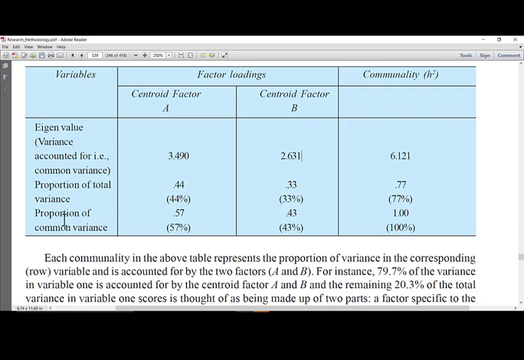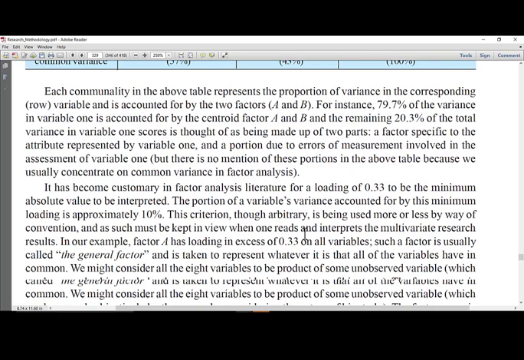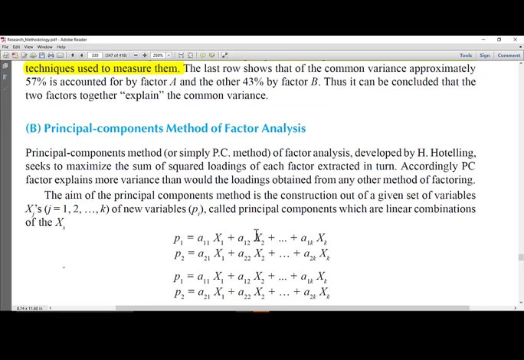As it is variance accounted for, that is common variance, what is the proportion of common variance? That is 3.490 by 6.121, and 2.631 by 6.121. Then, considering the total number of variables as 8, we have taken the total variance as 8. The proportion of total variance for centroid factor A is its eigenvalue 3.490 by 8, that is 0.44, and here 2.631 by 8, that is 0.33. That is the proportion of total variance corresponding to centroid factor B. Then the explanation is given below; one can go through that. So that is the centroid method of factor analysis.